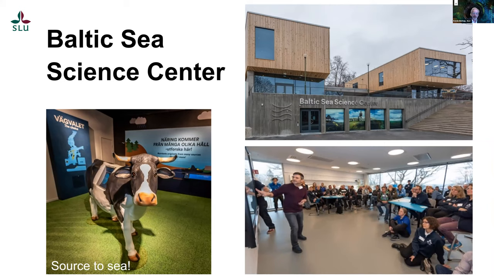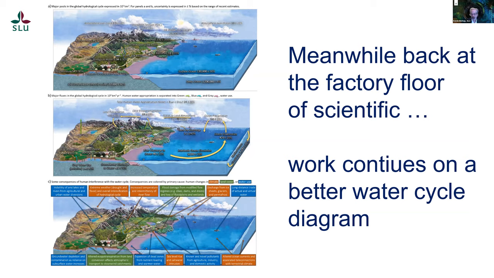Meanwhile, back on the factory floor of science, I'm working with colleagues and trying to create water cycle diagrams that work for the Anthropocene by including people and the many ways we're influencing the water cycle. But I must say, we're finding it's not easy to improve on that wonderful popular icon, that simple water diagram. We're trying to get it right.